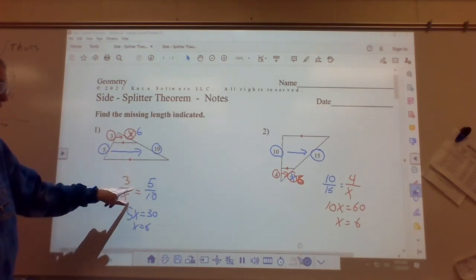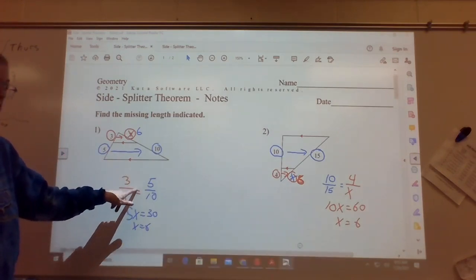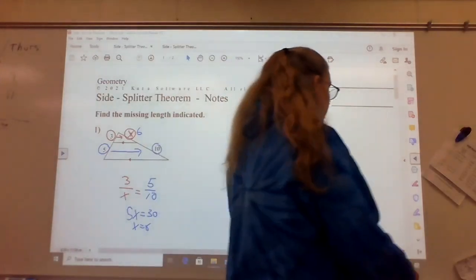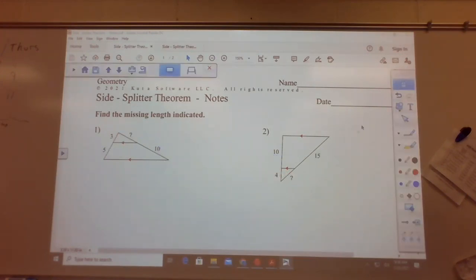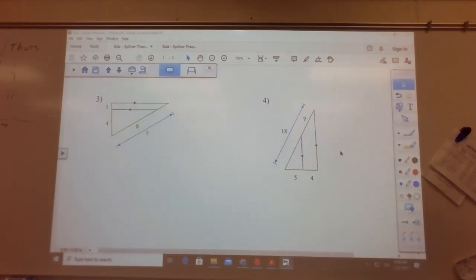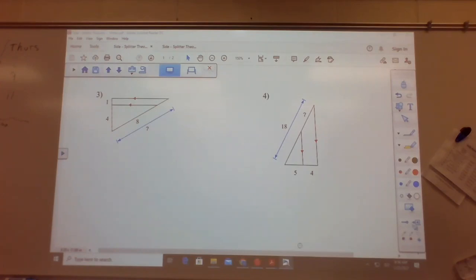When you're filling out the notes, I've got to see your proportions. I've got to see that work. Let's go and scroll down to the next 2. The next 2 are a little bit trickier, but they're still not bad. For the most part, none of these are that bad. So 3, 4.